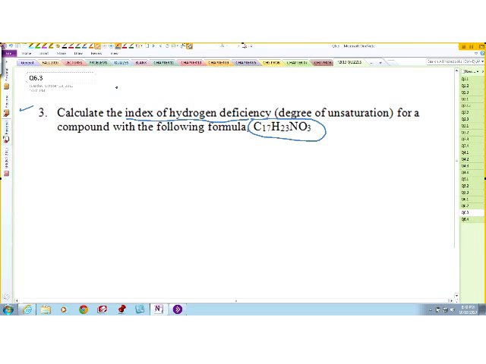Okay, so let us do that. To do this, I advise that you know the formula for the index of hydrogen deficiency, IHD, which equals the number of carbon atoms in the molecule minus the number of hydrogen atoms divided by 2, minus the number of halogens divided by 2, plus the number of nitrogen divided by 2, plus 1.